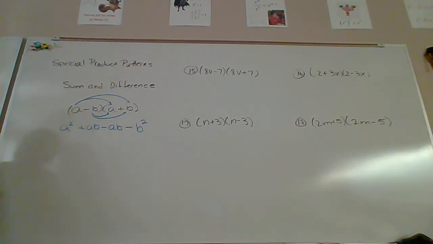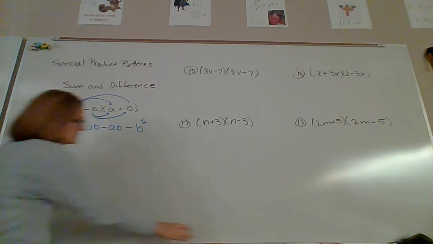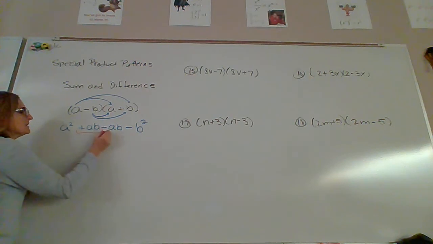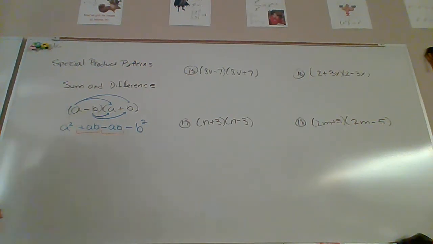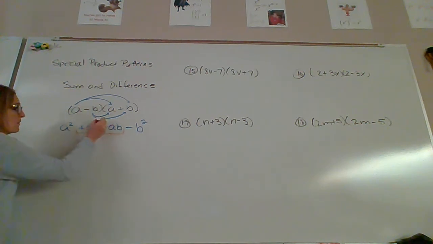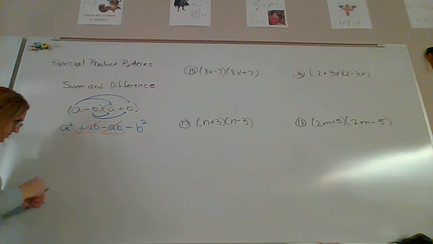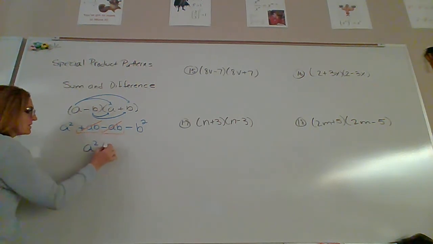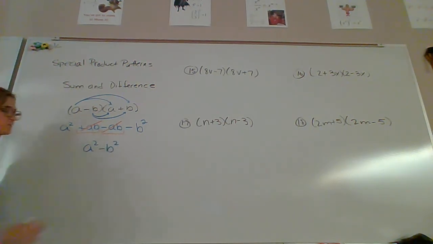Now we'll go hunting for our like terms, and our like terms are positive AB and negative AB. And what happens when you have opposite signs? Well, they add to 0. So they cancel each other out, leaving us with simply A squared minus B squared. And that's how the pattern works.